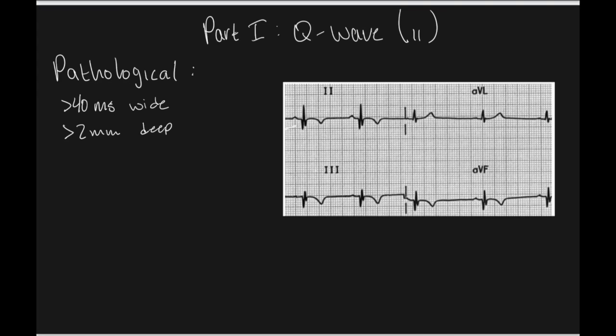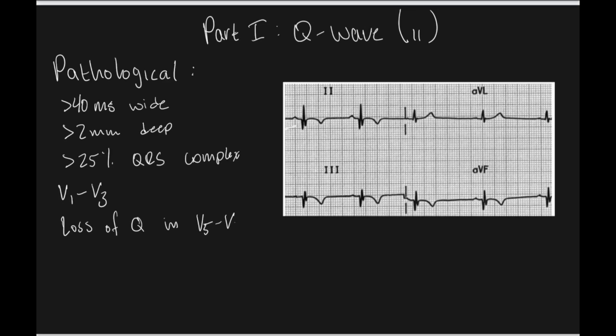If the QRS complex itself is small, but the Q wave is greater than 25% of the QRS complex, that is concerning. Q waves in V1 through V3 are not typical and should be concerning, as well as loss of Q waves in those lateral leads. And that is typically concerning.